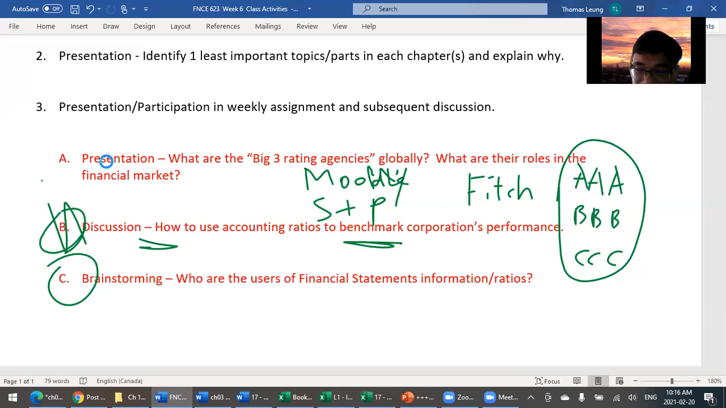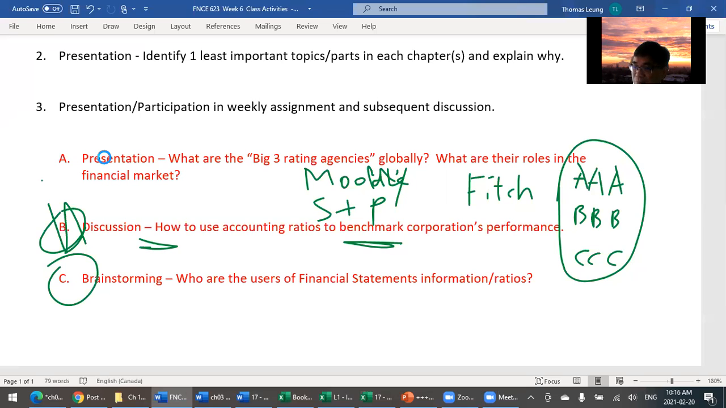Yes, Professor. Maybe group 3 first. I want to start with group 3 this time. Yes, group 3 here. Okay, good, go ahead. The users of the financial statement information are the employers also. We can consider customers, and competitors also, governments also take part in this investment analysis, and investors and lenders also.